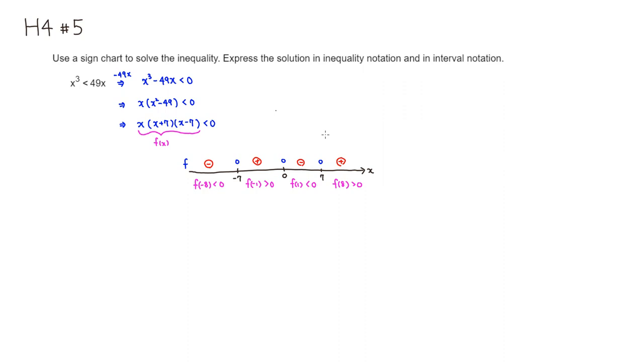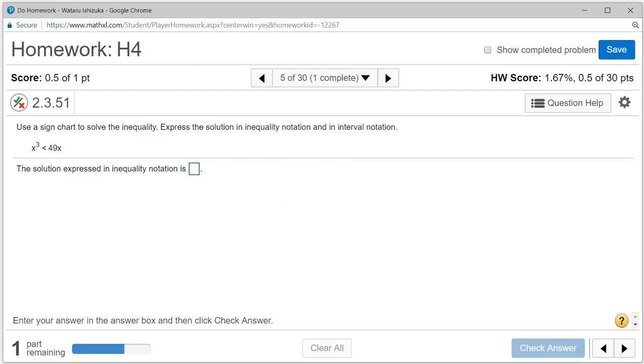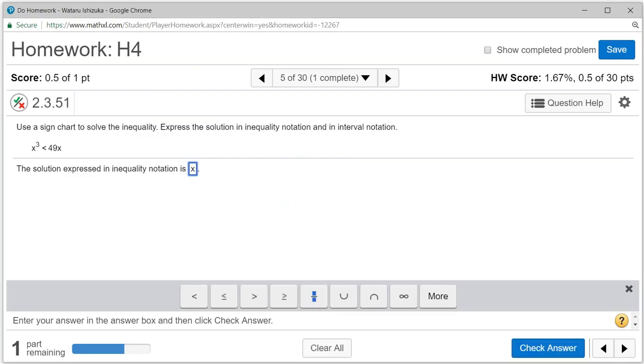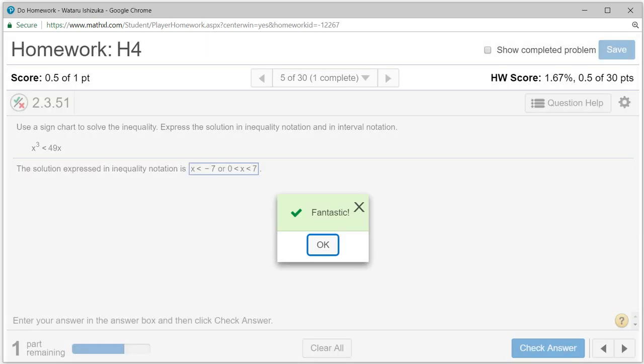So what we want is this interval here, and also this interval. The inequality notation will be: we want either x is less than -7 or x is between 0 and 7. So let's type it in. We got x is less than -7 or x is between 0 and +7. Let's check the answer. All right, we got that.